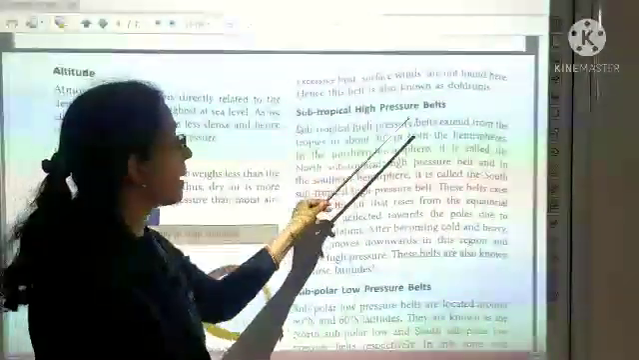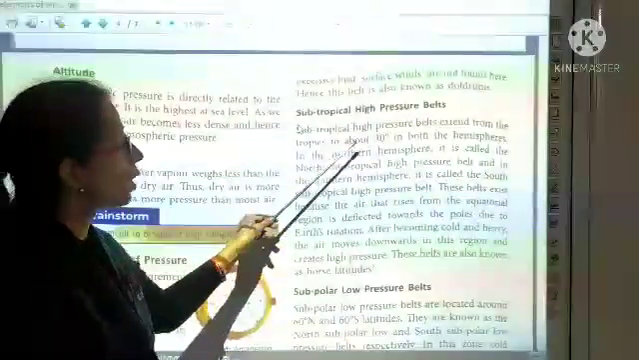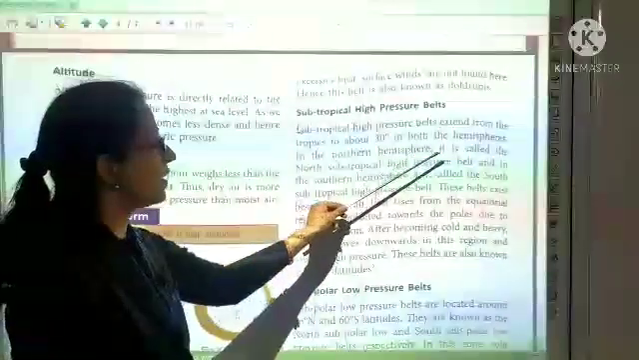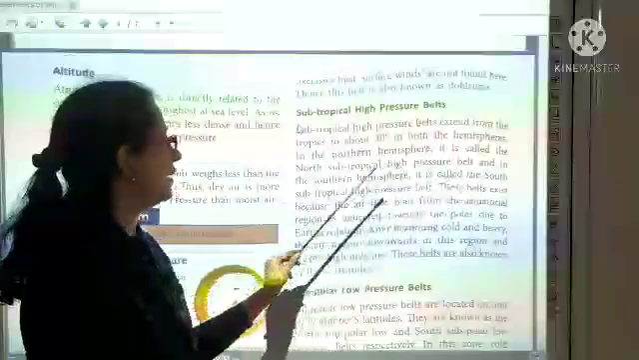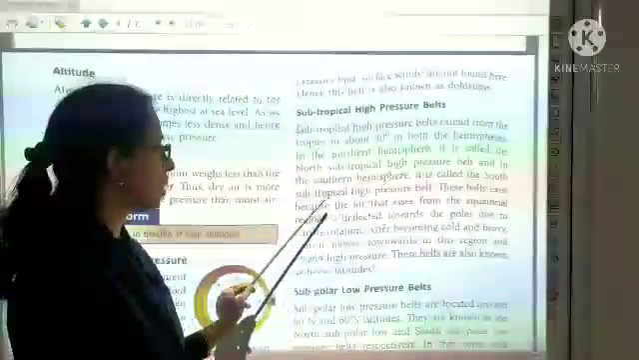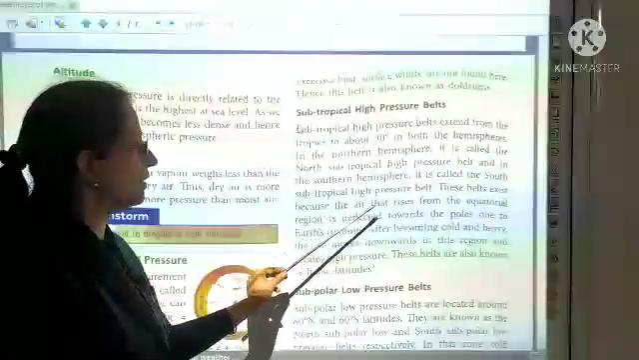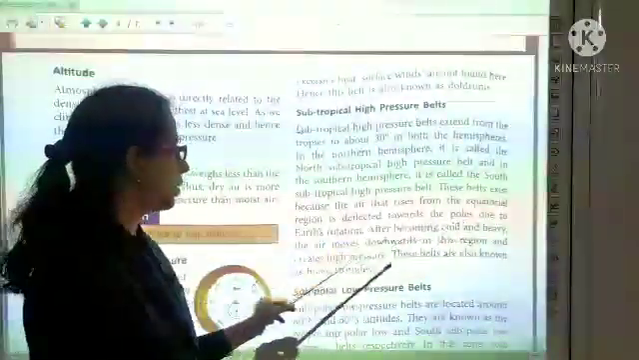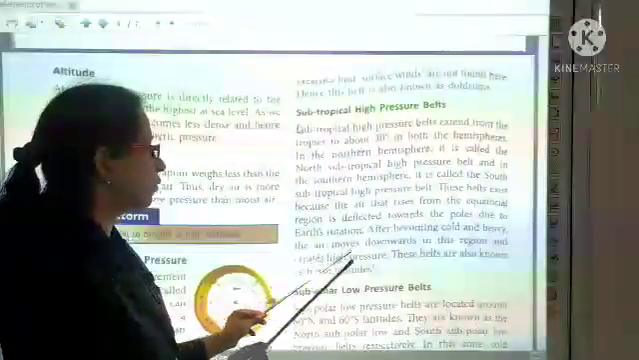Subtropical high pressure belts. Subtropical high pressure belts extend from the tropics to about 30 degree in both the hemispheres. In the northern hemisphere, it is called the north subtropical high pressure belt, and in the southern hemisphere it is called the south subtropical high pressure belt. These belts exist because the air that rises from the equatorial region is deflected towards the poles due to Earth's rotation. After becoming cold and heavy, the air moves downwards.